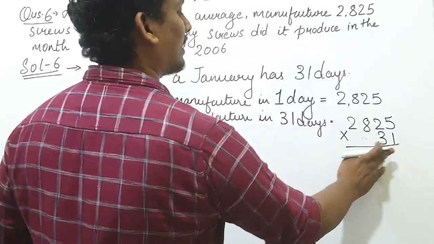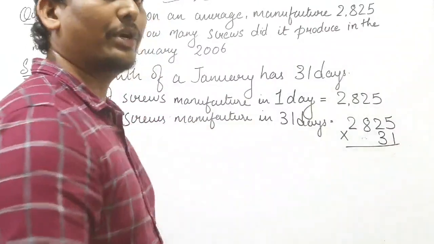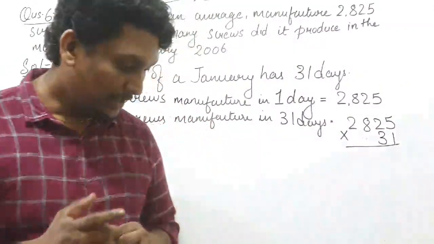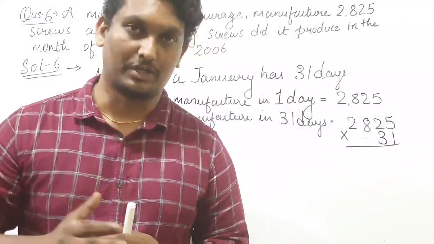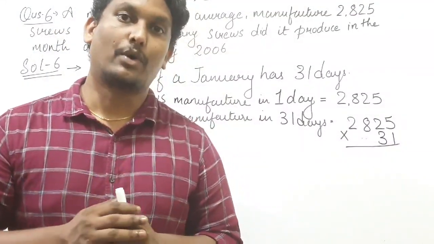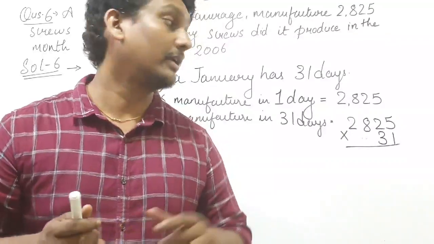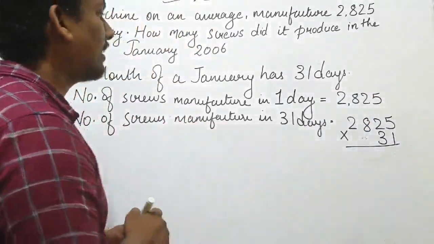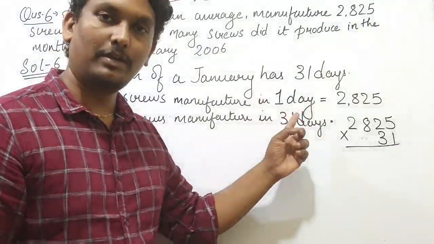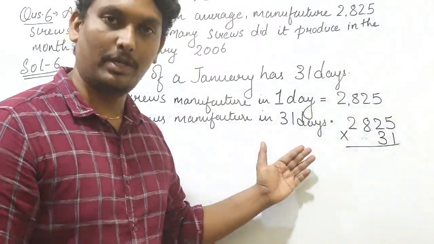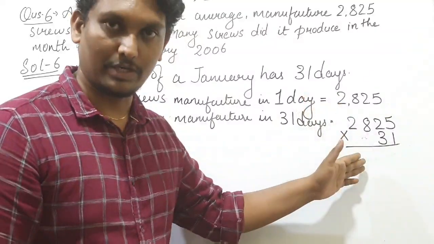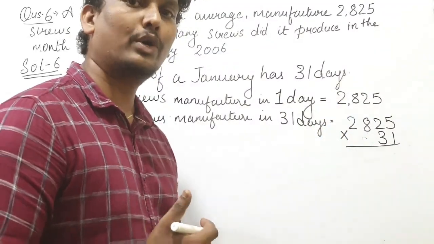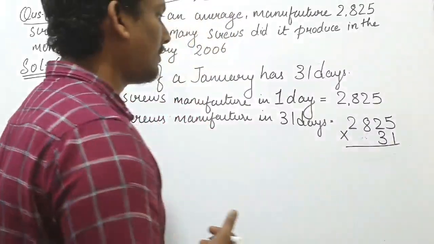Listen, one thing I want to make clear. If you have to find the quantity of 1, there you have to do the division, and if the quantity is more, there we have to do the multiplication. Clear? So here the value of 1 is given, we have to find the value of more. That's why we are doing the multiplication.